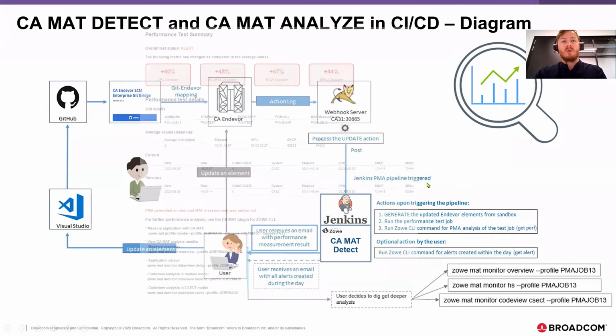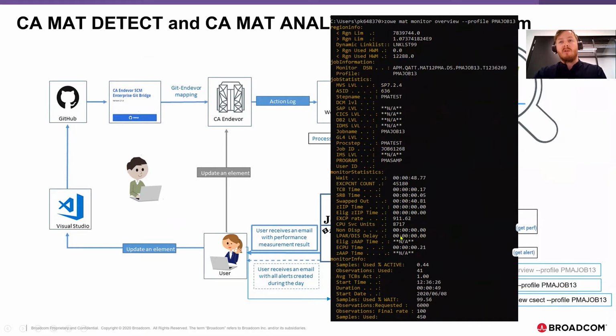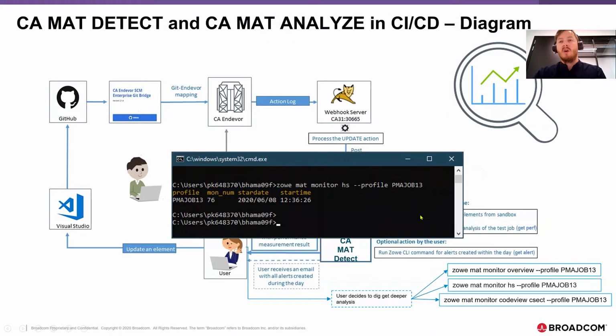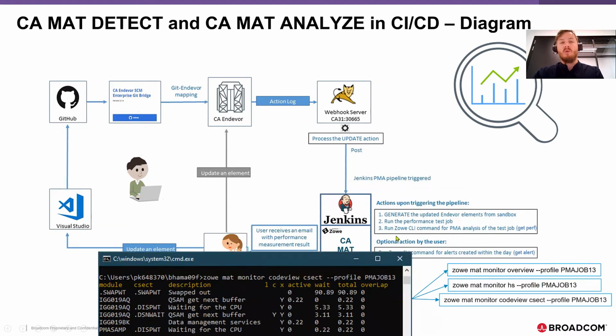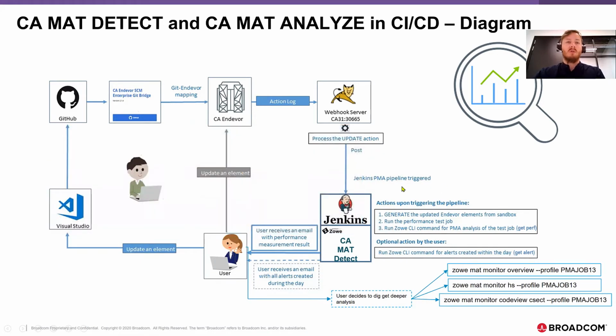And this is also when the alert is generated, where the CA-Med Analyze component is being kicked off and automatic measurement of the performance degradation of the program under test is being done. So she can then drill down into the details using the CLI commands respective to CA Mainframe Application Tuner, bring up, for example, the overview of the program, take a look at the history of the measurements, or she can drill down into the code view and CSECT section and inspect what is the issue and what's the culprit.